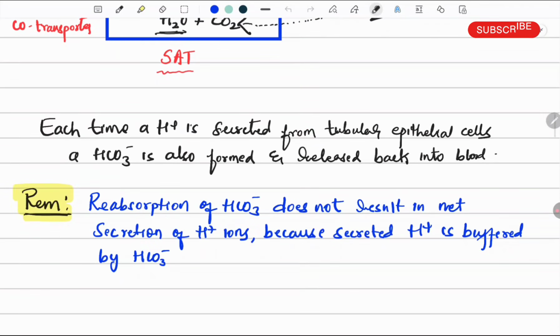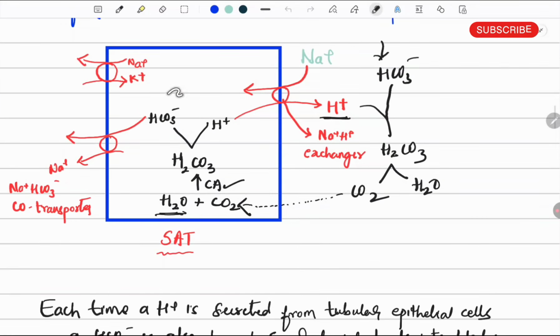But the thing that we are supposed to remember here, which is very important, is that reabsorption of the bicarbonate does not result in the net secretion of H plus. Why? Because bicarbonate is reabsorbed and H plus is secreted, but this H plus is not going to cause much reduction of the urinary pH. Why? What is happening to the secreted H plus?